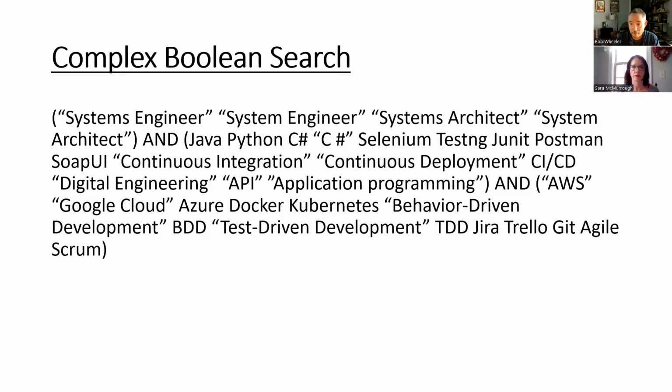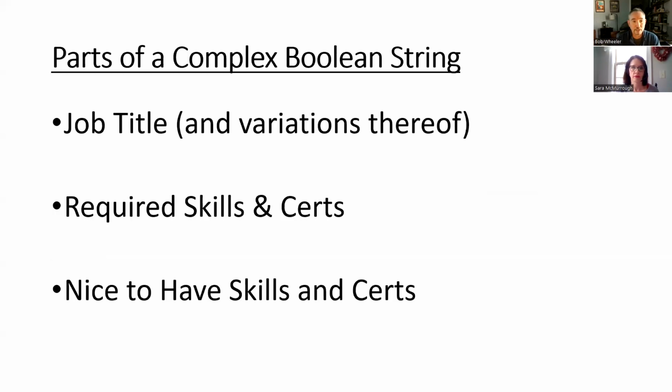But this is the complex class. We do have a basic class. It goes over just what quotation marks do and that kind of stuff. But we're going to be talking about some of the bigger things here. And the way we're going to do it is we're going to basically break it down. We're going to start off by talking about the different parts of a complex Boolean string. We're going to be looking at the job title and the variations of a job title, because that's a big thing. Also, we're going to talk about the required skills and certs portion.